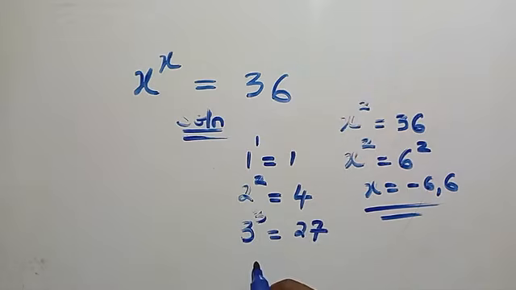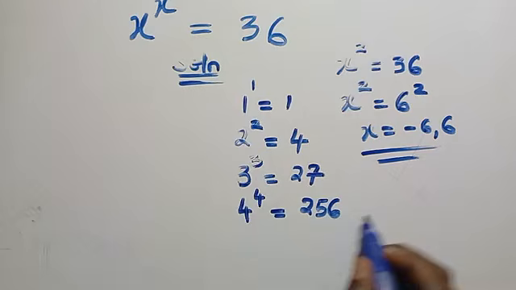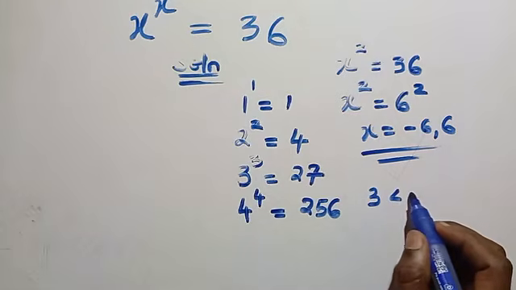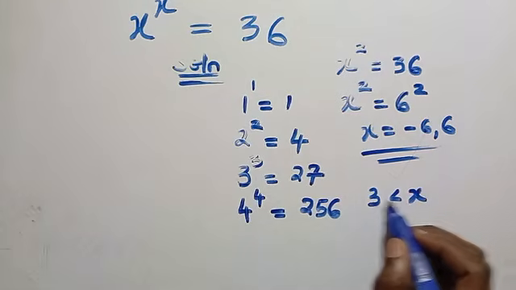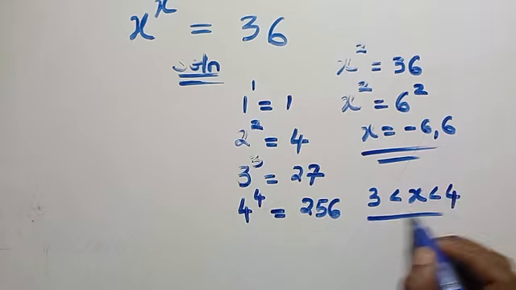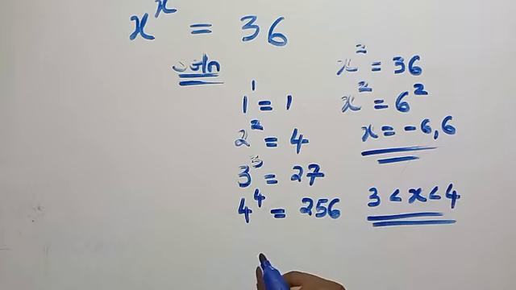Then if we test for x equals 4, 4 power 4 is 256, but this is far greater than 36. To cut the story short, we are expecting to get an answer between 3 and 4, so that is 3 less than x and x less than 4. So we are expecting to get the answer within this range. And how can we solve this? Let's see the step by step of solving this. And if you have any idea on how to solve it also, you can just drop it in the comment box.